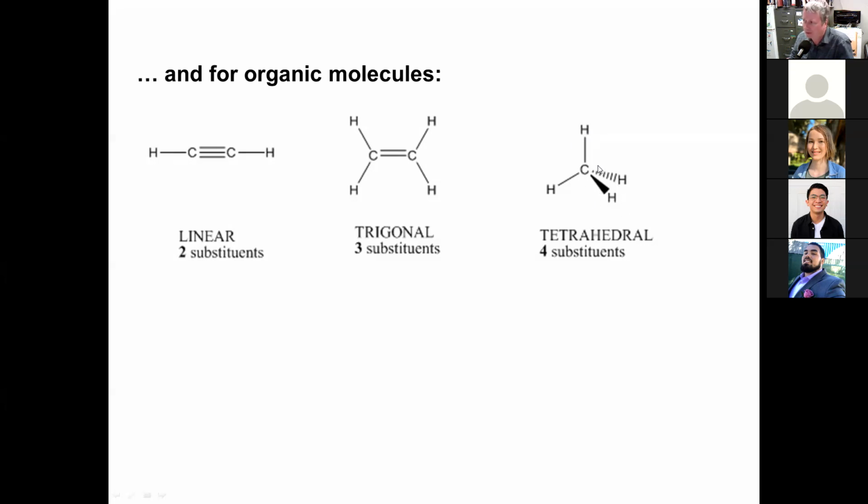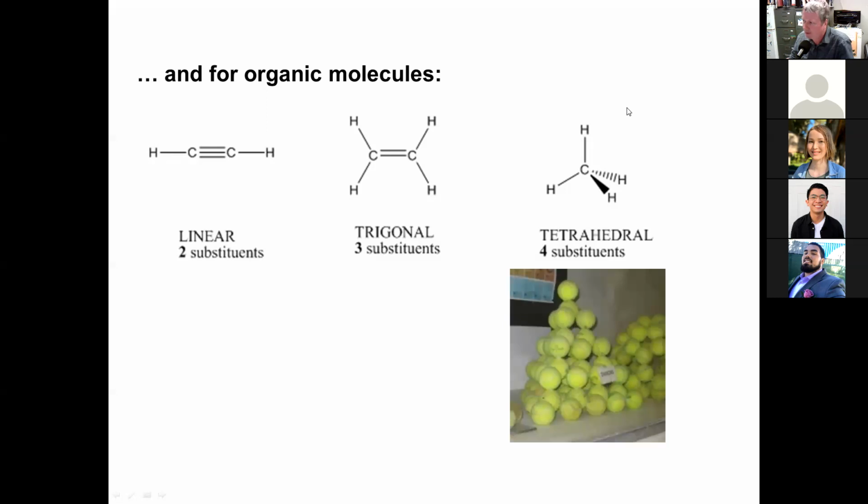Okay, and the dashes and wedges are going to be a really big thing in the stereochemistry chapter, chapter 5, I think it is, where we're going to be talking like crazy about all these dashes and wedges and three-dimensionality. And this is just a silly picture of tennis balls, in a tetrahedral geometry also.